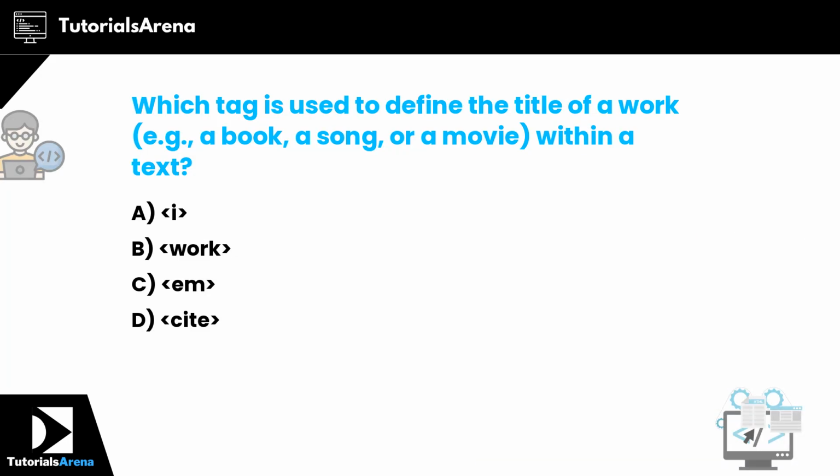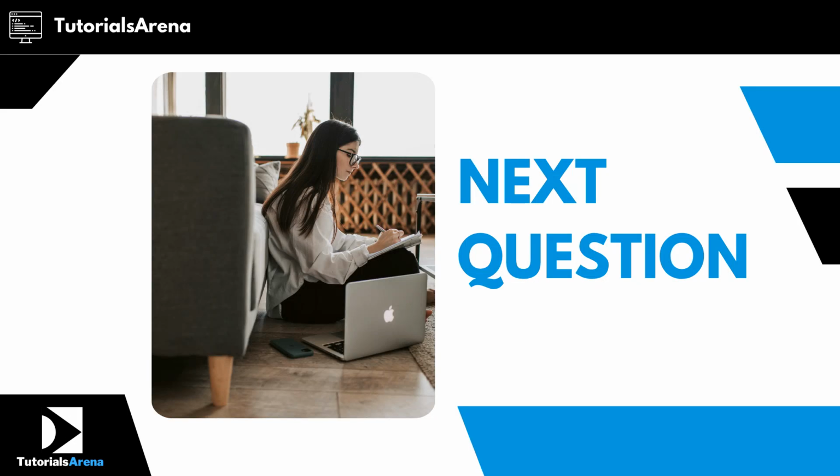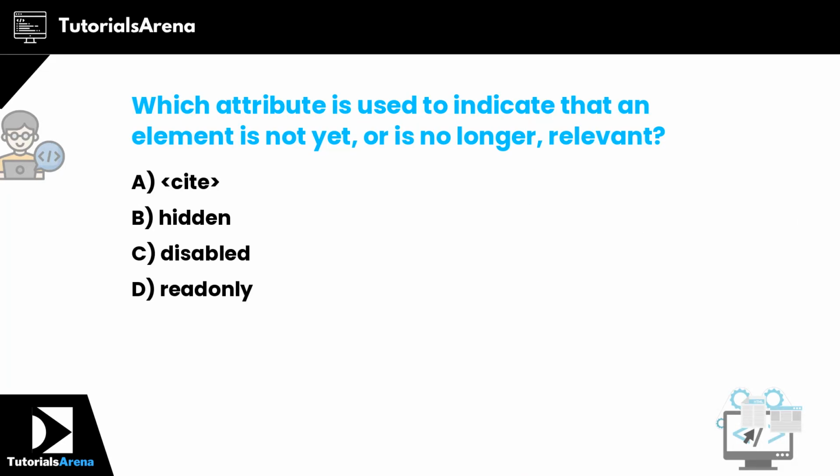Which tag is used to define the title of a work, e.g., a book, a song, or a movie, within a text? The correct answer is option D, cite. Which attribute is used to indicate that an element is not yet or is no longer relevant? The correct answer is option A, hidden.